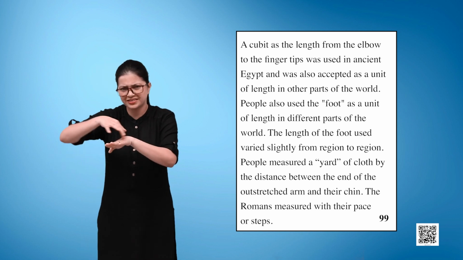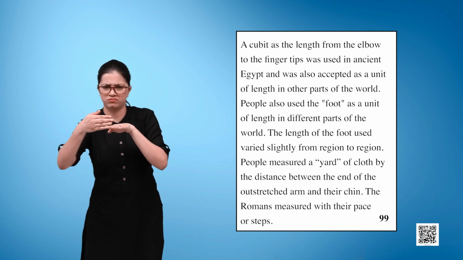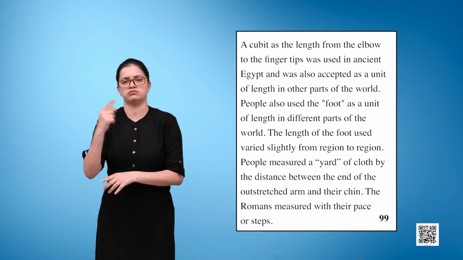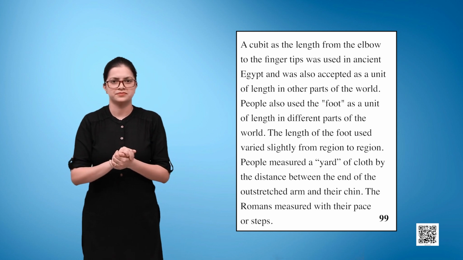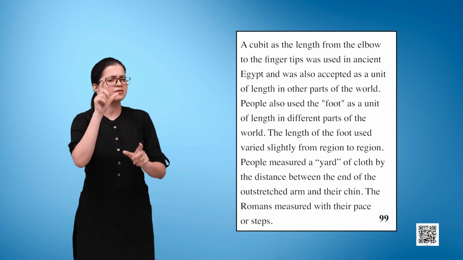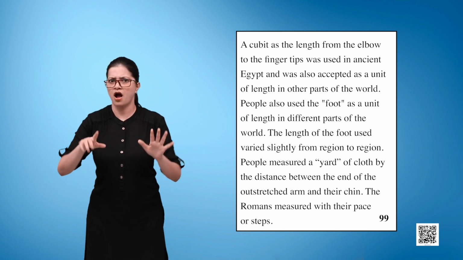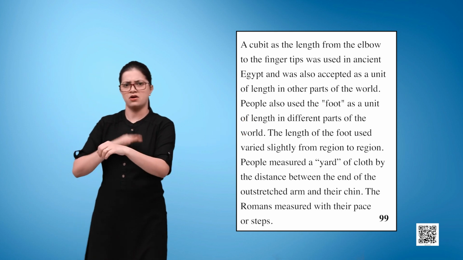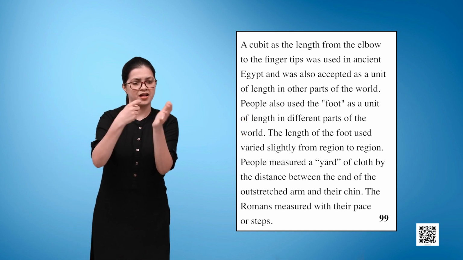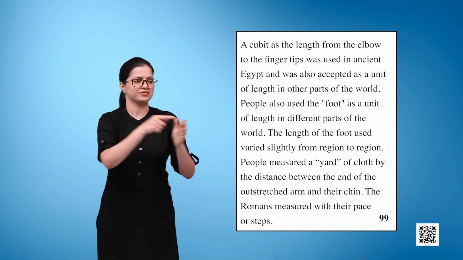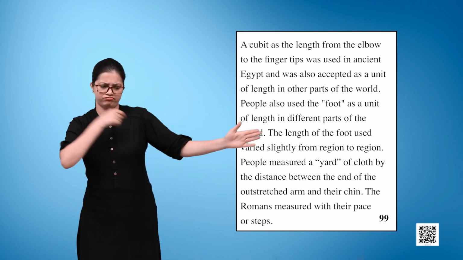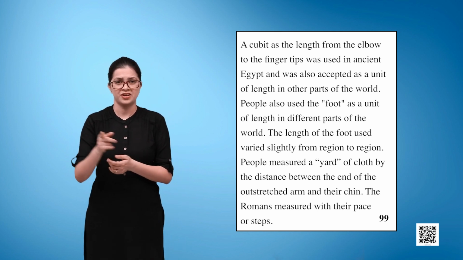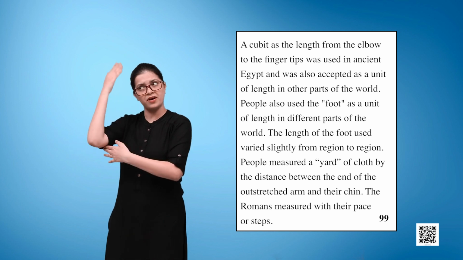People also used the foot as a unit of length in different parts of the world. The length of the foot used varied slightly from region to region. People measured a yard of cloth by the distance between the end of the outstretched arm and their chin. The Romans measured with their pace or steps.